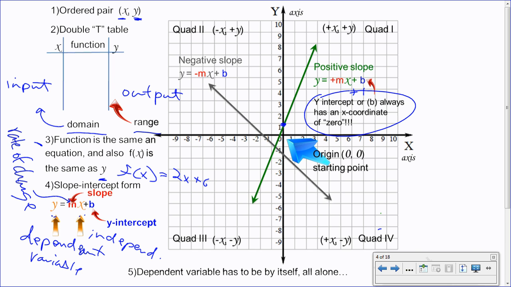Okay. Here's something else that you need to note on there. Circle this right here, or write that in there. The y-intercept, or B, always has an x-coordinate of 0. So if I were to write the ordered pair for this intercept, what would the ordered pair be? 0 and 1. It's always going to have an x-coordinate of 0. You could probably even eliminate some answers just based on that knowledge. Okay?